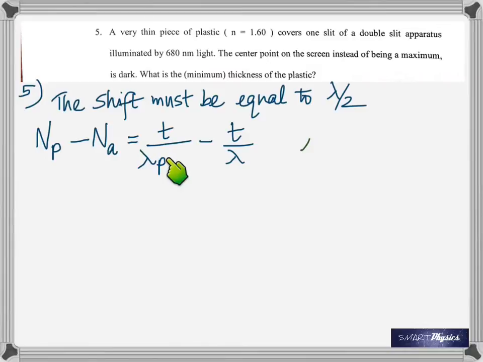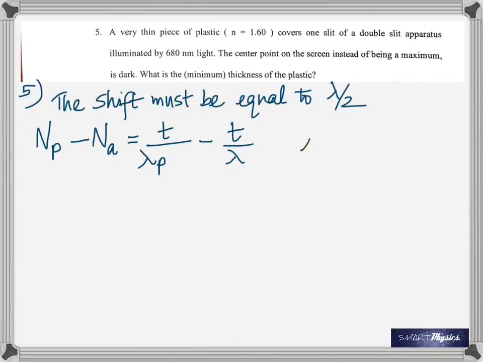Thickness divided by wavelength. For example, if the thickness is 1 meter, that's just a wild example. If the thickness is 1 meter and the wavelength is 10 centimeters, you're going to have 10 waves. 1 meter, that's 100 centimeters, divided by 10 would be 10 waves, right? So that's the reasoning here.